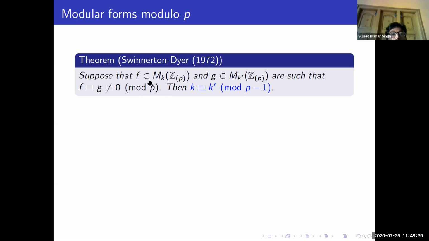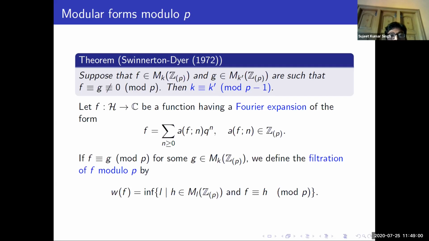This was proved by Swinnerton-Dyer. Suppose that we have two modular forms and they are congruent mod p, then their weight difference must be divisible by p minus 1. So two modular forms of different weight can be congruent mod p. It is therefore interesting to define the smallest weight modular form which is congruent to a given one, so we define this for some bigger class.